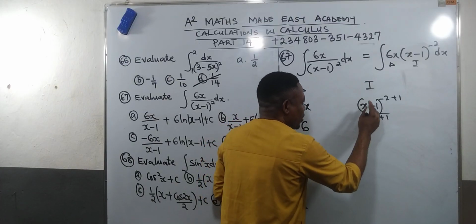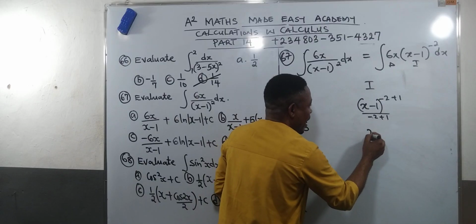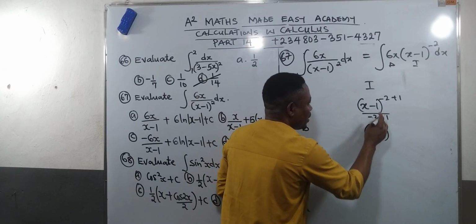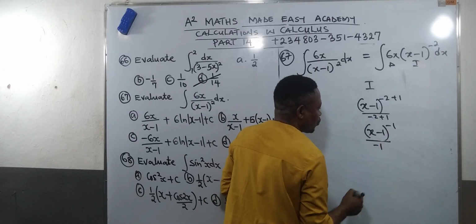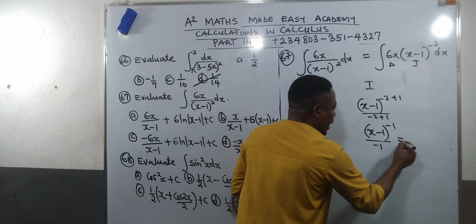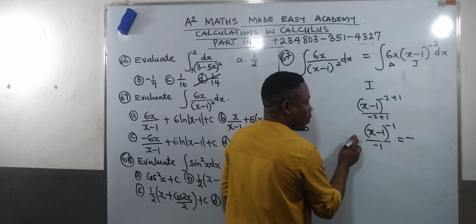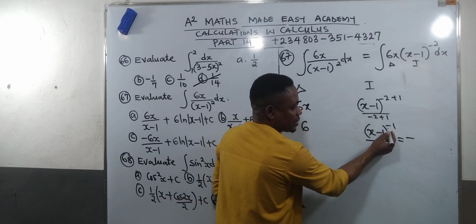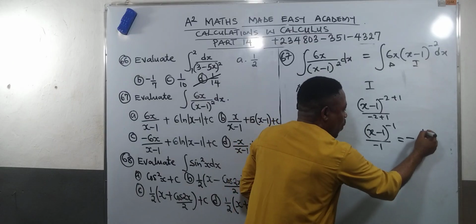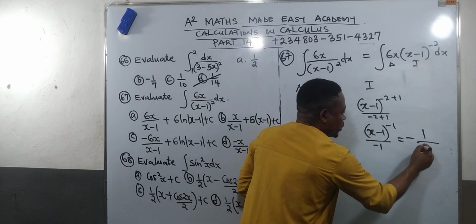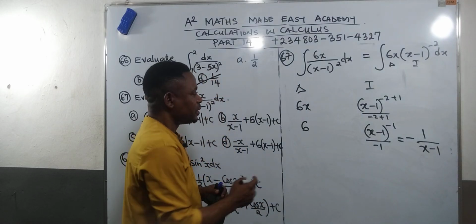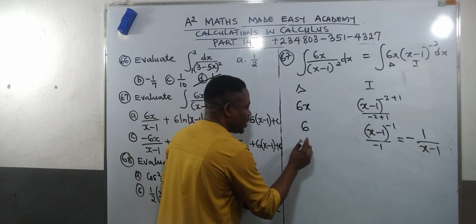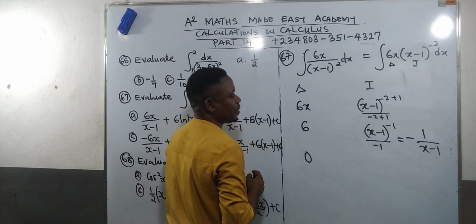Then what is the answer now? If I've done it, what is the answer? X minus 1 in bracket. Minus 2 plus 1 will give me minus 1. All over what? Minus 1. Am I communicating? Do you know that this is the same thing as minus 1 will go up? Obey the law of indices. This power minus 1 means 1 over the value. What is the value? X minus 1. I'm done with the integration. Then the differentiation again. Differentiate 6. What is the answer? 0.